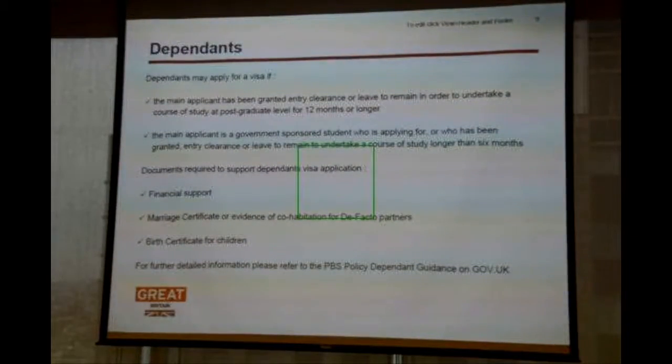If you apply at the same time, then the differentiation applies as well. Okay, if they apply separately, then you have to provide the documents. Okay, so depending on when the family members apply for the visa will depend on what documents you need. Okay.